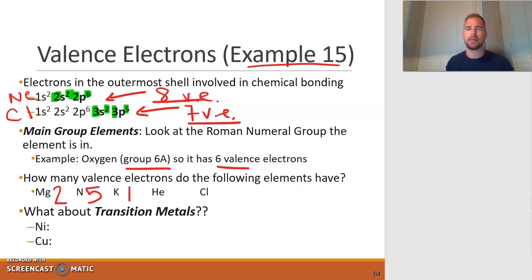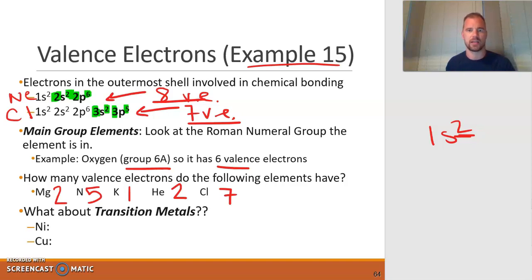Now, helium is an exception. Helium is in group 8A because it's a noble gas, but helium actually only has 2 valence electrons. Because what's the configuration for helium? Just 1s2. And so, since it doesn't have a p block, 2 is the number of valence electrons it has. And then finally, chlorine is in group 7A.